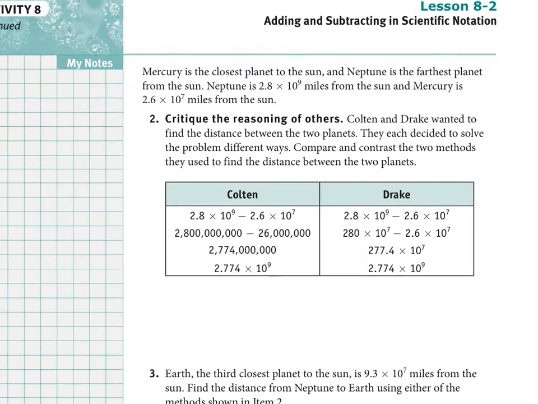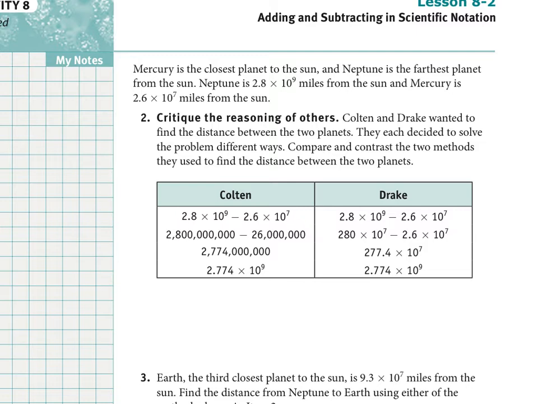This one is kind of continuing with our solar system examples. So it's a good science application for scientific notation. Mercury is the closest planet to the sun, and Neptune is the farthest planet. Again, I guess Pluto doesn't count as a planet anymore. Back in the day when I was in school, Pluto was the farthest. All right. So, anyways, they're giving us some values here.